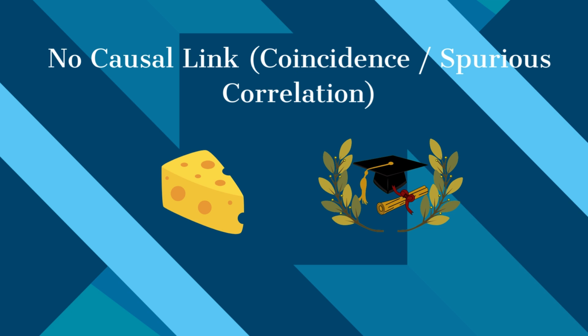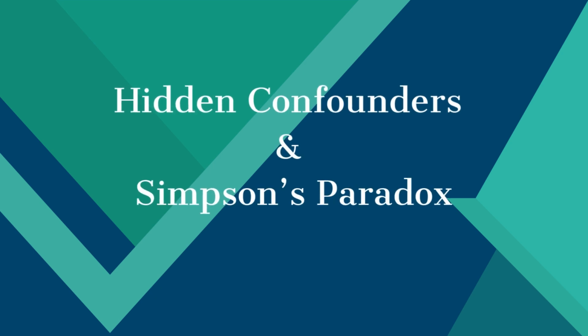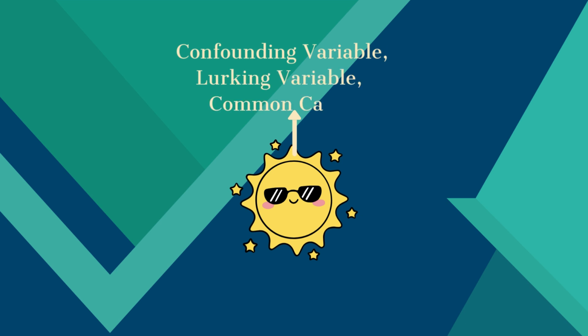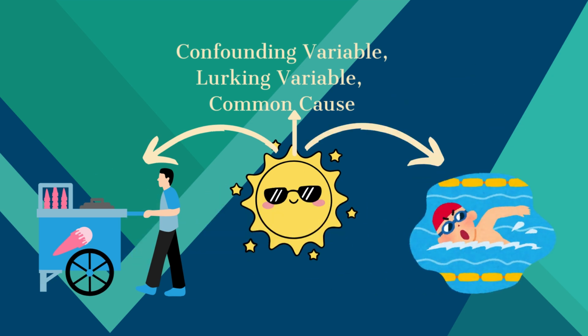Now that we have seen all four possibilities, one of them, the third scenario, confounding variables, is so important that it deserves its own chapter. Let's dive deeper into how hidden variables shape the relationships we observe. The ice cream and shark attack scenario is a perfect illustration of a confounding variable, also known as a lurking variable or common cause. In this case, warm weather is the confounding variable. Warm weather causes more people to buy ice cream, and warm weather also causes more people to swim in the ocean, increasing their exposure to sharks. The correlation between ice cream sales and shark attacks is real, but it is not causal. It is because of warm weather.